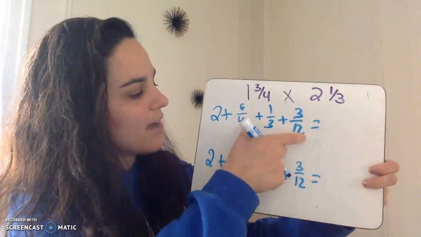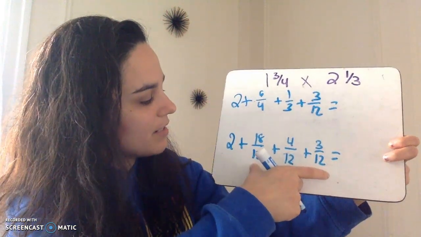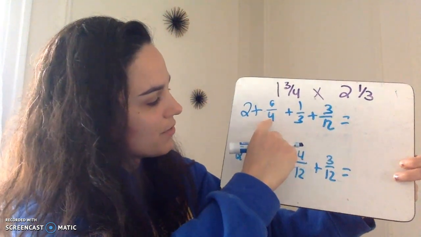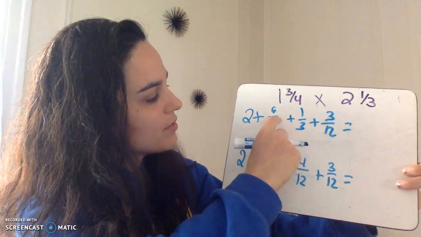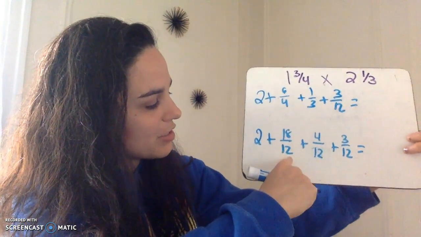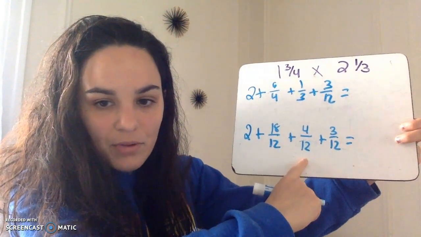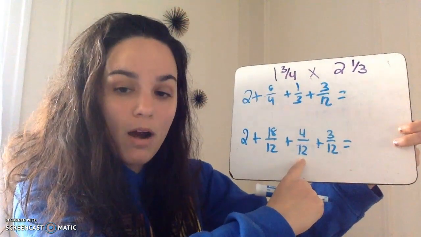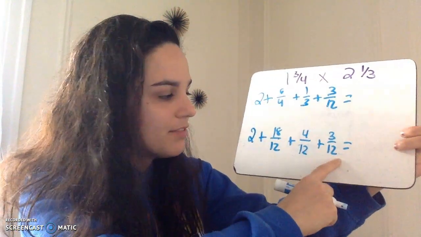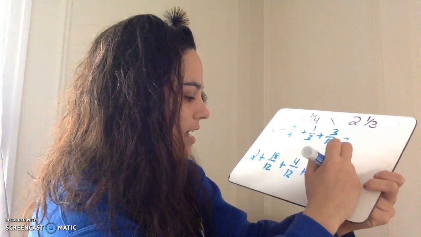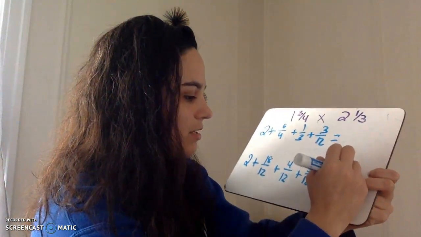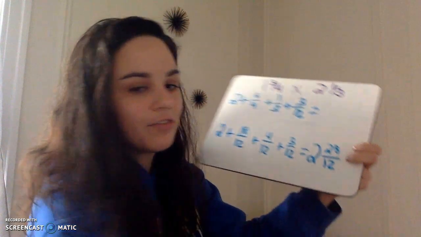So I rewrote these fractions with a common denominator down here. Because I know 4 times 3 is 12, then 6 times 3 is 18, so my new fraction is 18/12. I did that with this one as well, multiplying by 4. Now I'm going to add all of these up, and I'm going to get 2 and 25 over 12.